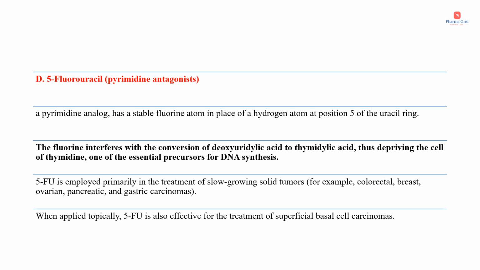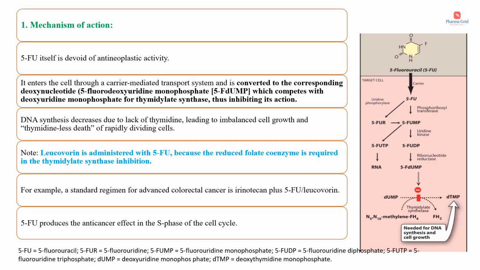5-fluorouracil is employed primarily in the treatment of slow-growing solid tumors, for example, colorectal, breast, ovarian, pancreatic, and gastric carcinomas. When applied topically, 5-fluorouracil is also effective for the treatment of superficial basal cell carcinomas. Now the mechanism of action of 5-fluorouracil. This 5-fluorouracil itself is devoid of anti-neoplastic activity. So how will it act?